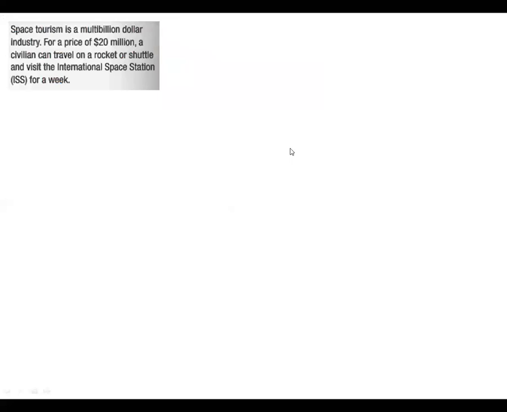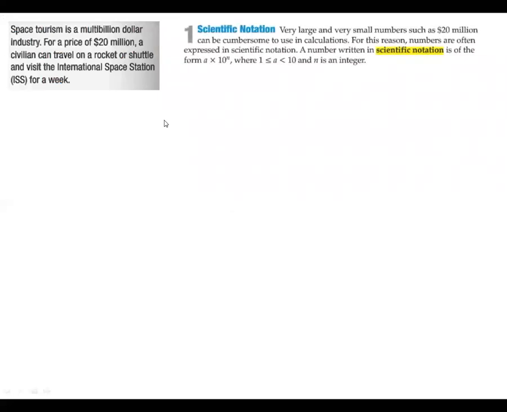So space tourism is a multi-billion-dollar industry. For a price of $20 million, a civilian can travel on a rocket or shuttle and visit the International Space Station for a week. $20 million. Wow. Very large and very small numbers, such as $20 million, can be cumbersome to use in calculations. For this reason, numbers are often expressed in what's called scientific notation.